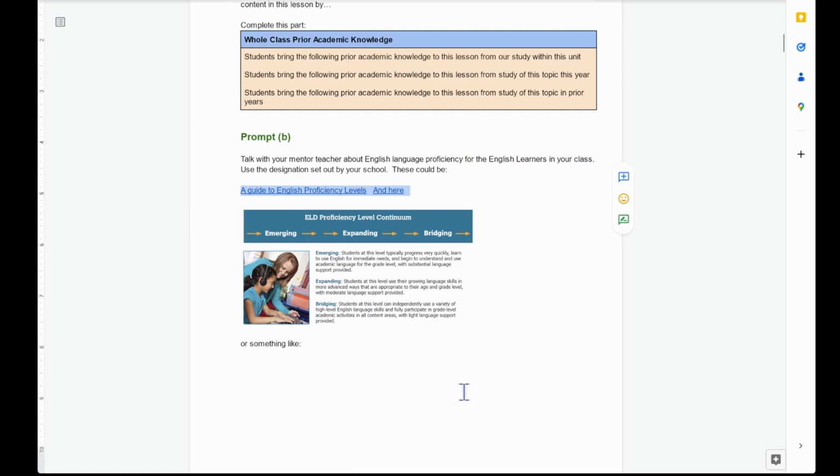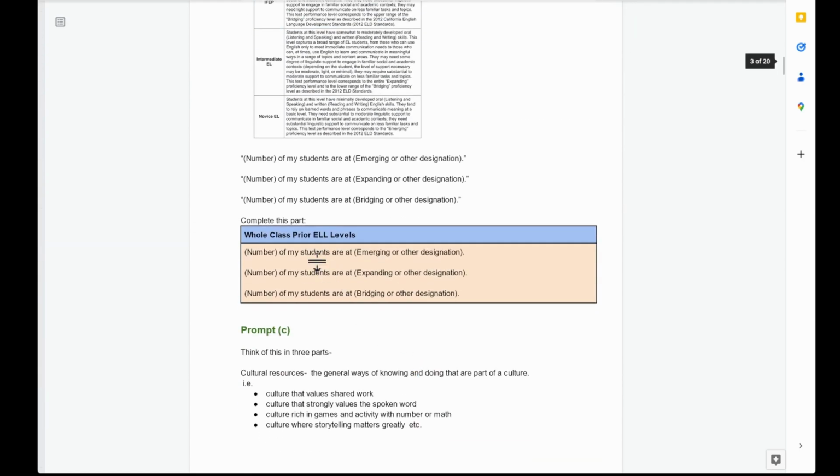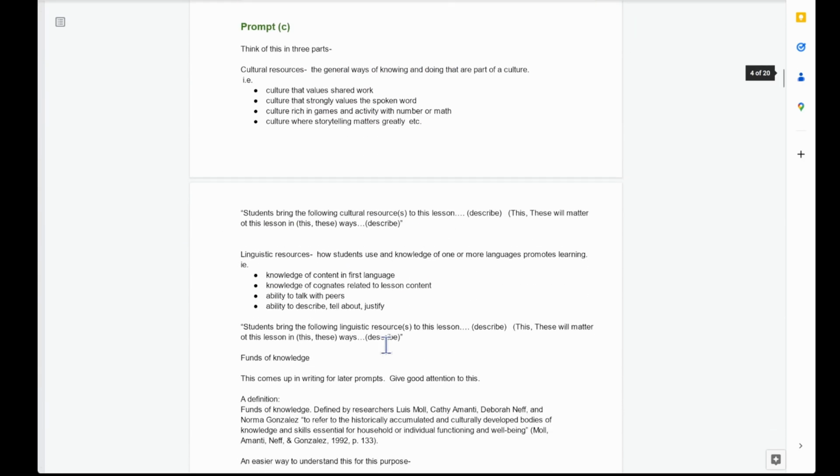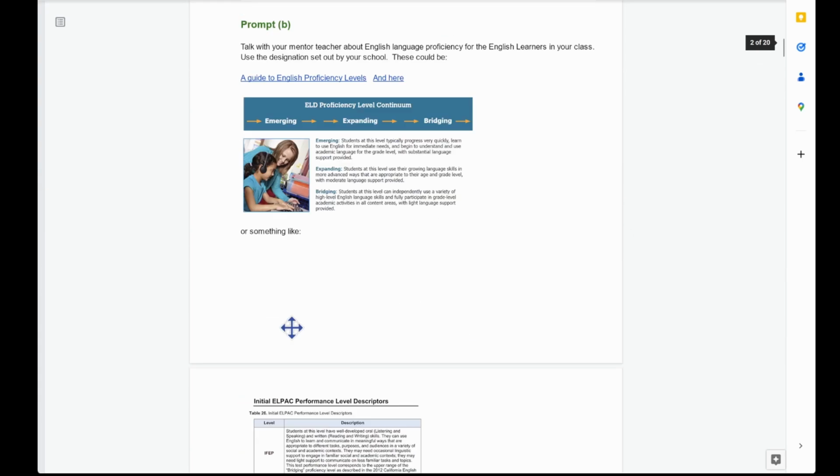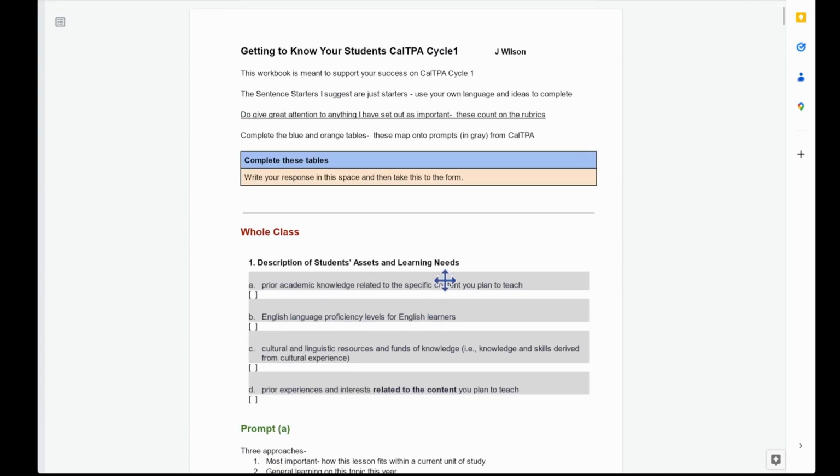If they ask about English language proficiency, here's some guides for you and some support down here, and you'll see all throughout this I'm setting out resources. So this is for funds of knowledge within the template Getting to Know Your Students, and I give you some resources for that as well and some space to work things out. So this is the Getting to Know Your Students workbook.